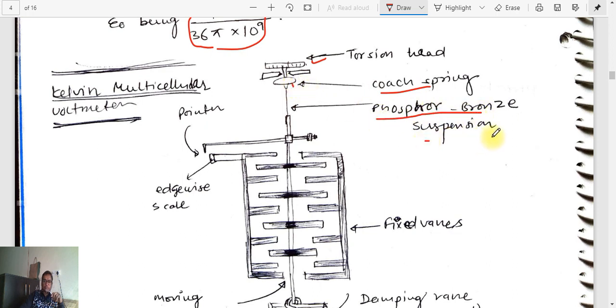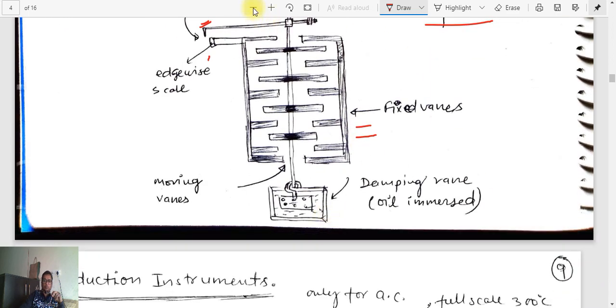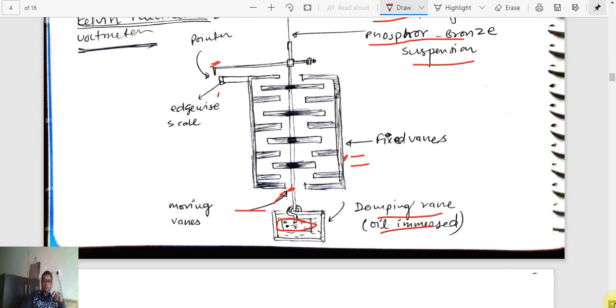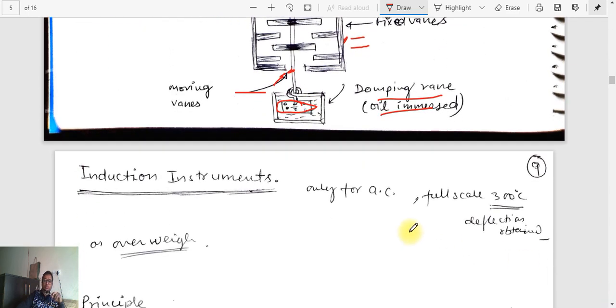phosphor bronze suspension. This is the edge-wise scale. This is the pointer also. This is the fixed vane. And this is the moving vane. This is the moving vane. And this is the fixed. This is the moving vane. Damping vane oil immersed. This is the damping to damp the pointer oscillations, so we get a steady reading.